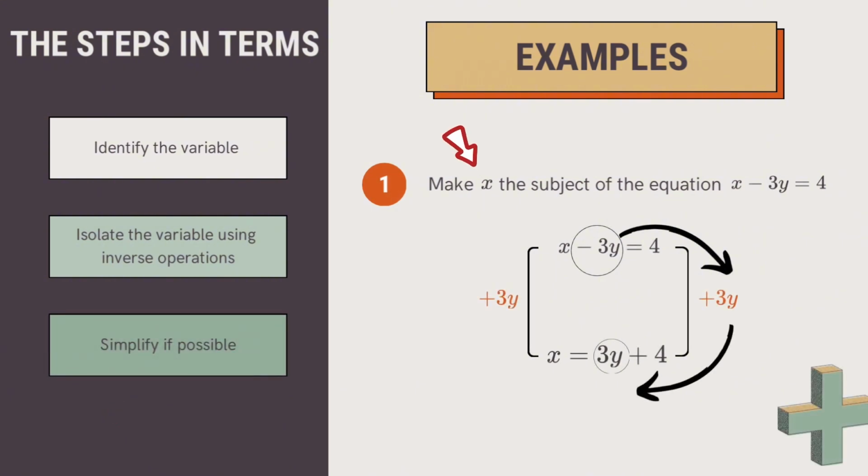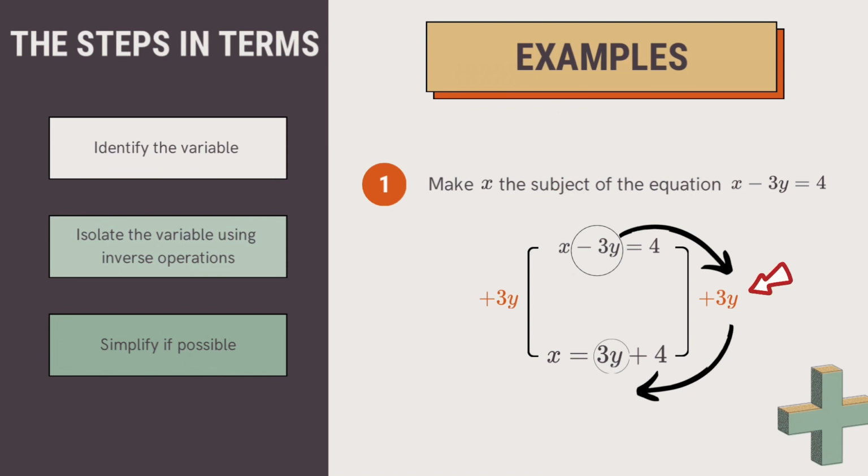Steps to change the subject of an equation. Example 1. Make x the subject of the equation x minus 3 times y equals 4. Step 1. Identify the variable you want to make the subject. In this case, x. Step 2. Isolate the variable using inverse operations.